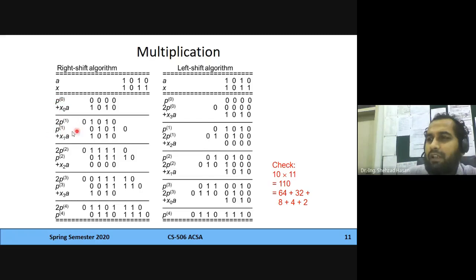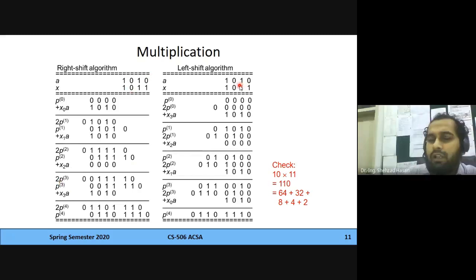I'll say over here till here. So this would be one step over here. Then when you are going to add and shift, this would be a second step over here. And then when you're going to add and shift, this would be the third step. And then when you're going to add and shift, this would be the fourth step over here. So it's taking 4 steps because it's a 4-bit number.